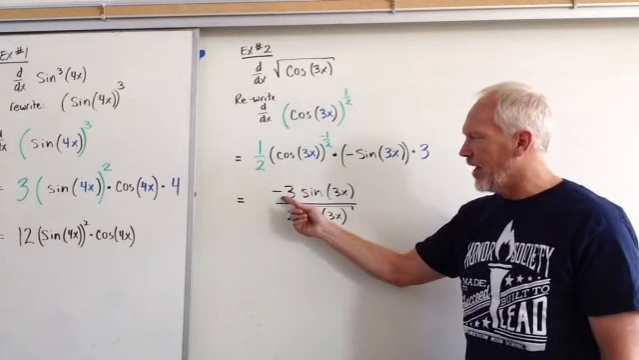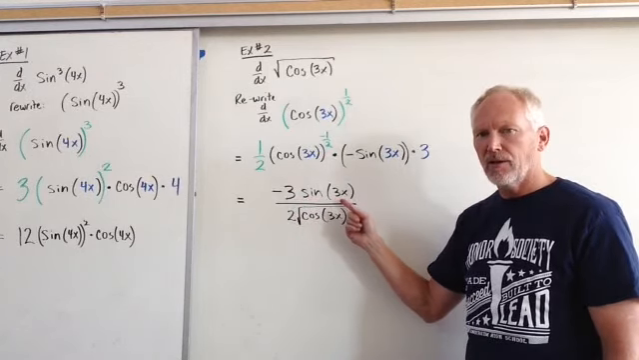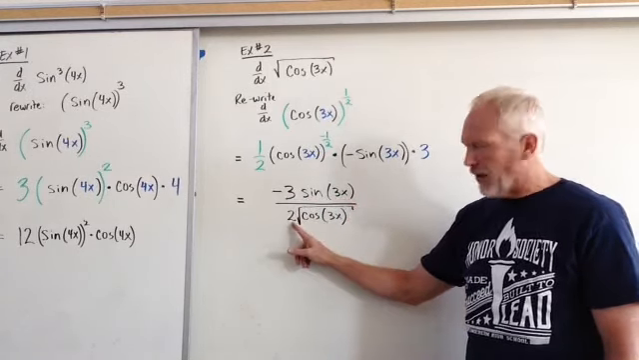So your final answer here, negative 3 sine 3x divided by 2 times the square root of cosine of 3x. All right?